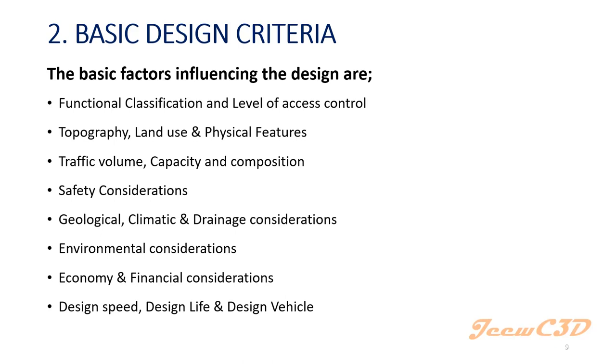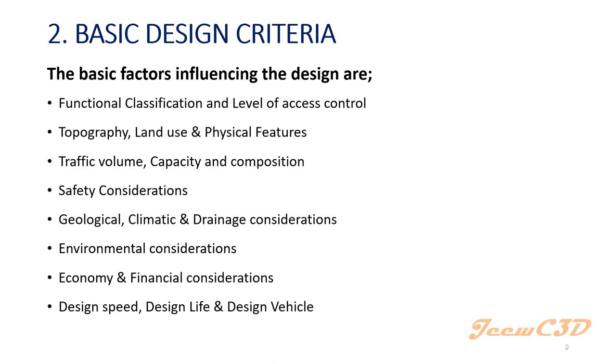Let's assume that you are designing a road in a new area. If there is a temple in that road trace, you cannot demolish the temple. You have to redesign the road so that the temple is not affected. So we call them constraints when you are designing, and you have to address those constraints while you are designing. So those are the topography, land use and physical features we encounter in road design.